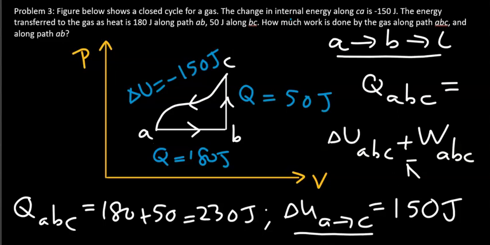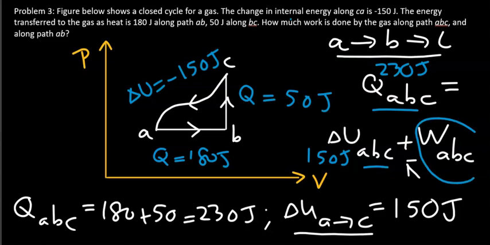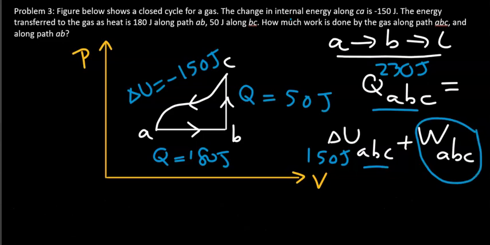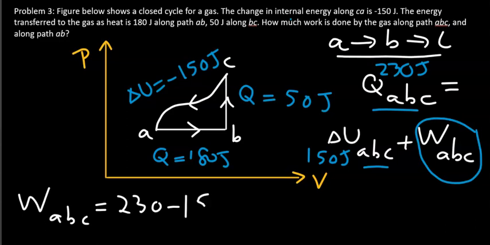So substituting 230 joules for QABC and 150 joules for the change in internal energy of ABC, we can calculate the work done by the gas along the path ABC, which will turn out to be 230 joules minus 150 joules, that is 80 joules.